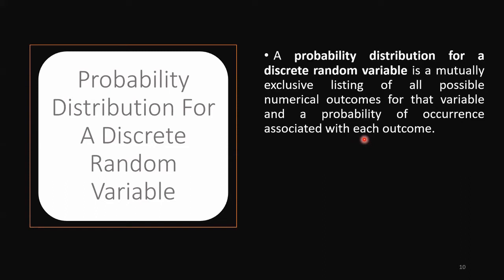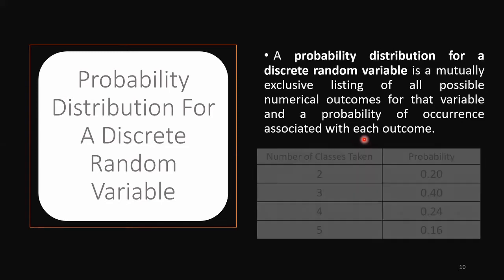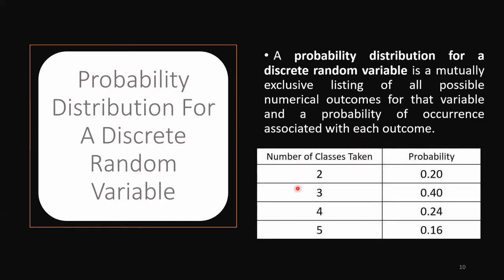And then you're assigning a probability to this. So what is the probability of students not attending any tuition classes? Let's say it's 20% or 0.2. What is the probability that students attend 9 tuition classes? Let's say 5% or 0.05. Likewise, for a particular variable which we defined as tuition classes, you have several outcomes which are mutually exclusive, a listing of all the numerical outcomes from 0 to 9, and you're assigning a probability to each. So something like this: the number of classes taken, 2, 3, 4, 5, and the probabilities are assigned to it.